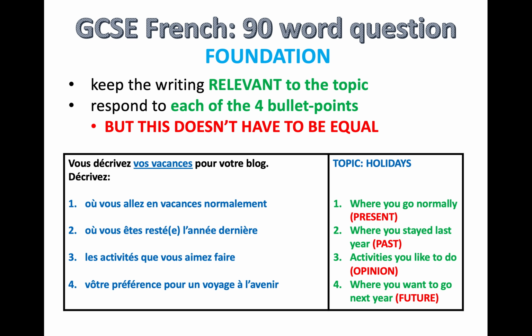My second tip, before we start writing, is the order of the bullet points. Where possible, respect the order of the bullet points. It makes it much easier for an examiner to see that you've included all the information that you've been asked to do. So here, don't jump, for example, from where you go on holiday normally to then next year, to then what you like to do, to then last year. Let's keep it in the order 1, 2, 3, 4, so that an examiner can easily follow all the information that we've included. So let's have a look at an example.